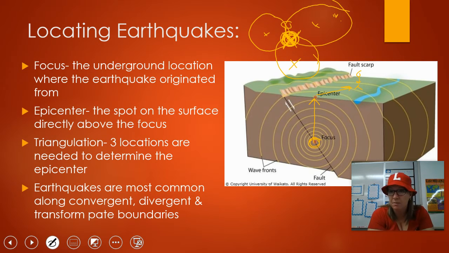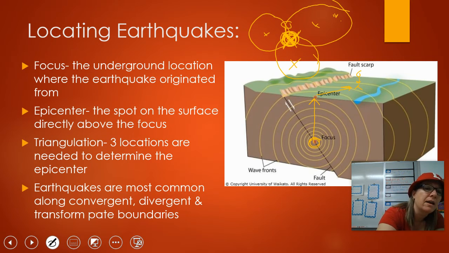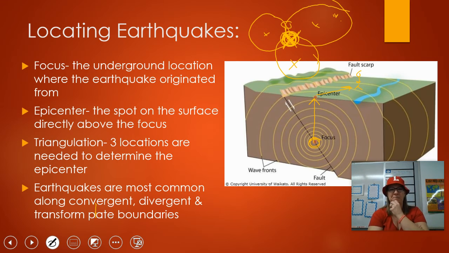I have a typo there, plate. Let me fix that. Perfect. They most frequently occur along those convergent, divergent, and transform plate boundaries. And that should make sense. Where those boundaries are, those tectonic plates are going to be moving, and so it stands to reason that there would be the most earthquakes there. That's also where the most volcanoes occur, and we'll talk about that, I think, next chapter.